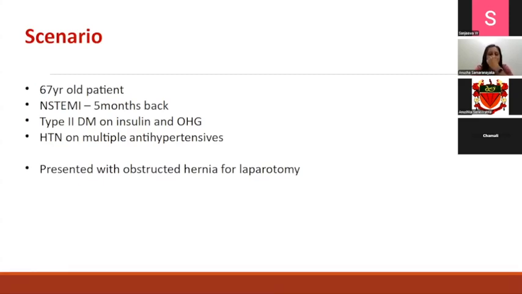If we calculate the risk with the Lee revised cardiac index, what is the number of factors? Ischemic heart disease, one. Diabetes on insulin, another point. And the patient is going to undergo a laparotomy, opening into the peritoneal cavity, one of the high-risk surgeries, another 1 point. So that is 3 points, and with more than 3 points there is more than 11% risk of major adverse cardiac events. This patient is coming for surgery.